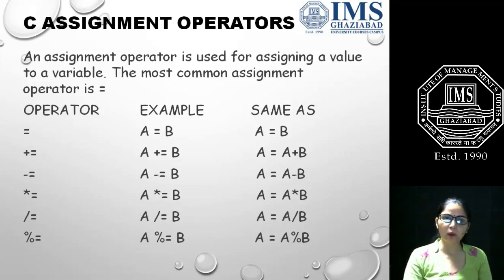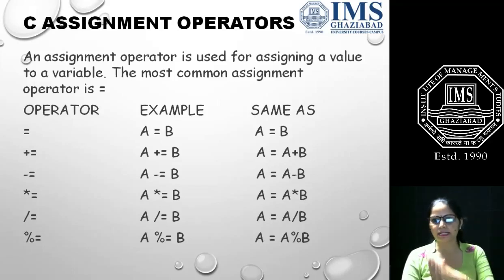Then we have certain compound assignment operators: plus equal, minus equal, multiplication equal, division equal, and modulo equal. Now these compound assignment operators mean A plus equal to B means A is equal to A plus B. A minus equal to B means A is equal to A minus B. This means the value of A minus B is evaluated and is now assigned to A. A multiplication equal to B means A is equal to A multiplied by B. Here A is multiplied by B and the value is assigned to A.